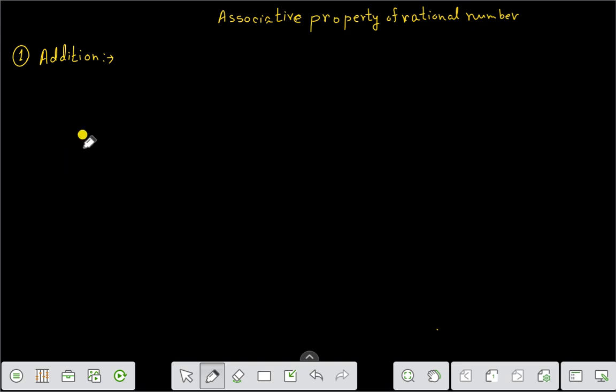Addition of rational number is associative. Addition of rational number is associative.